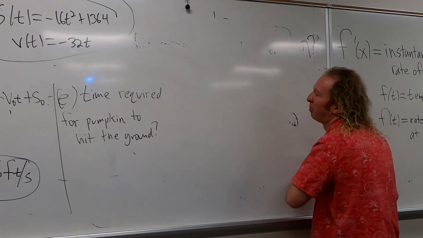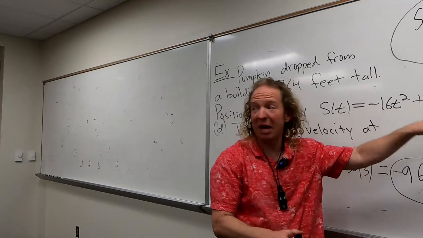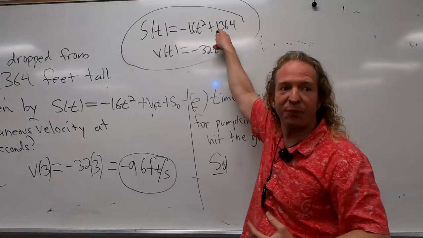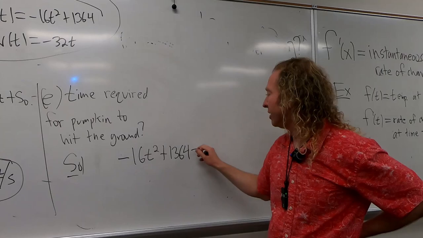Time required for the pumpkin to hit the ground. So what's going to happen when the pumpkin hits the ground? What's the position? Zero. So this will be on the test. You have to set the position function equal to zero. To find out how long it takes to hit the ground, you set this equal to zero. So we have negative 16 t squared plus 1364 equals zero.